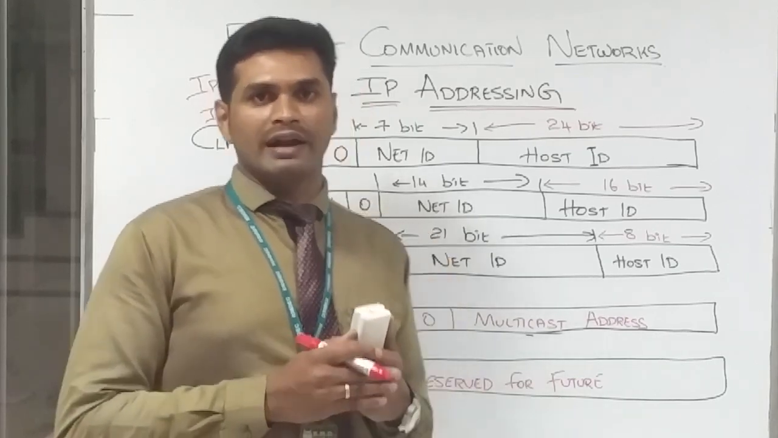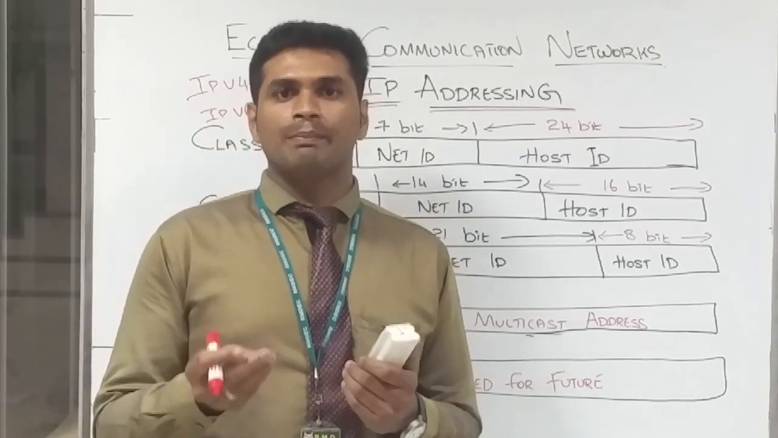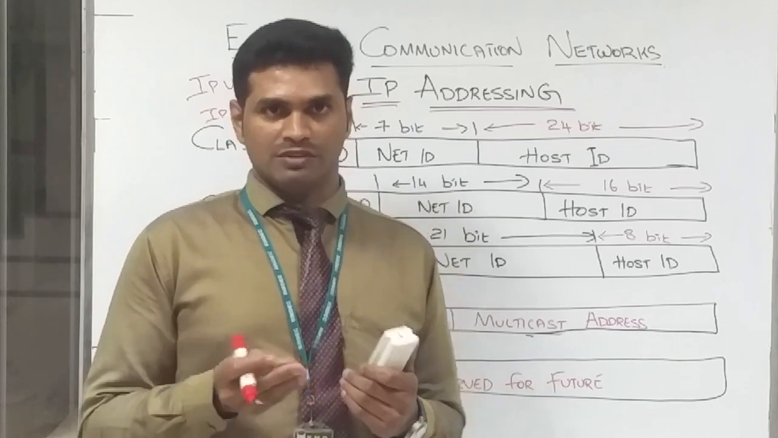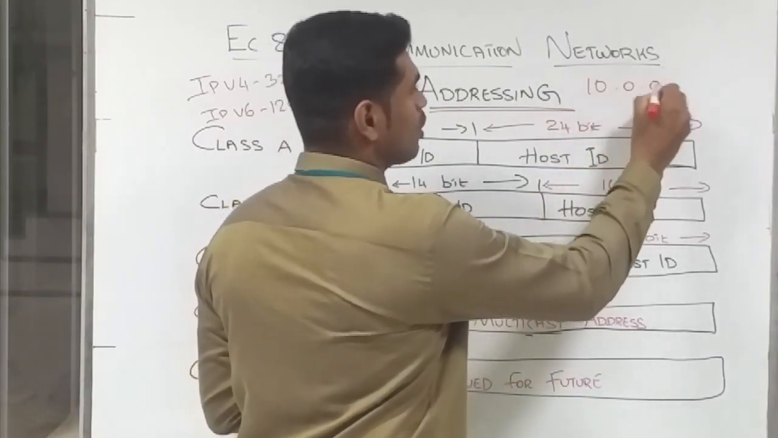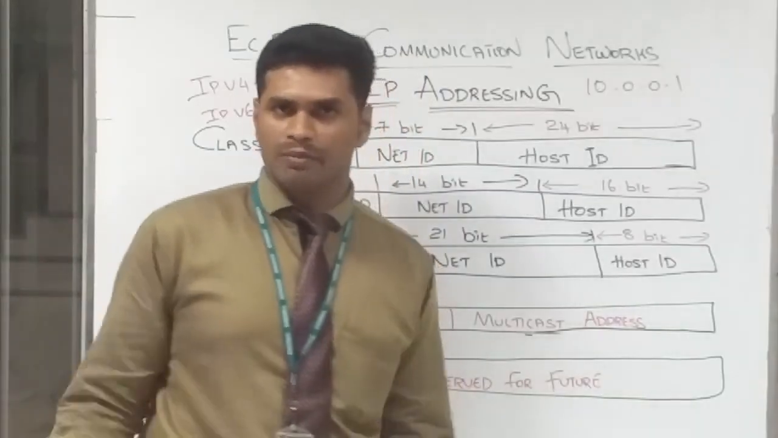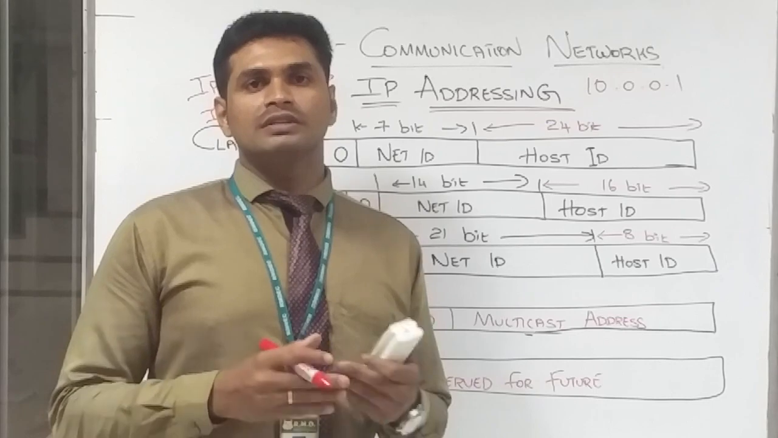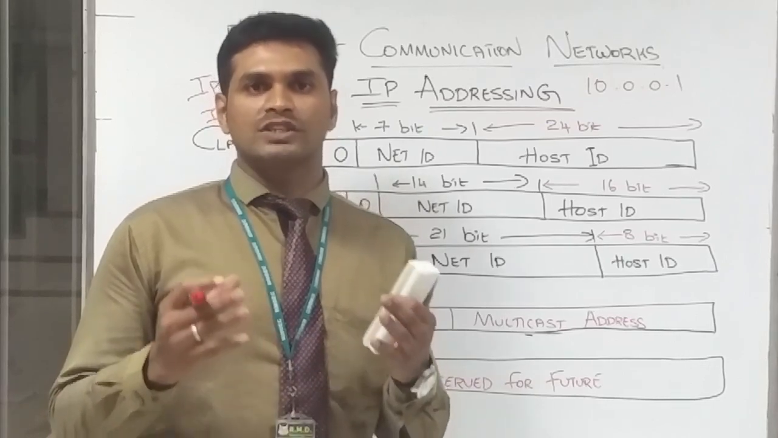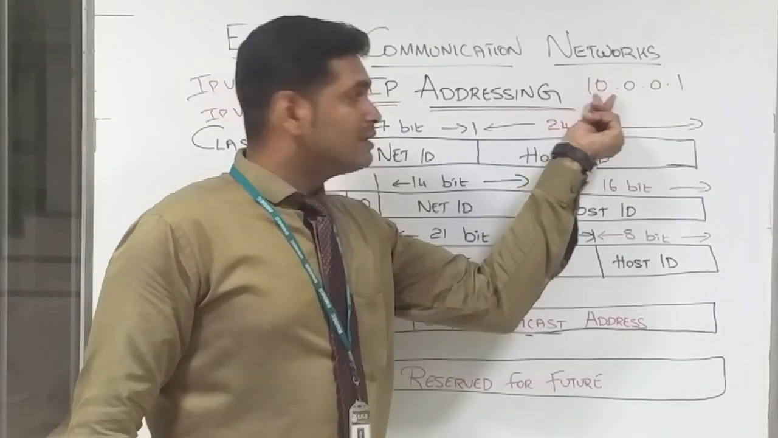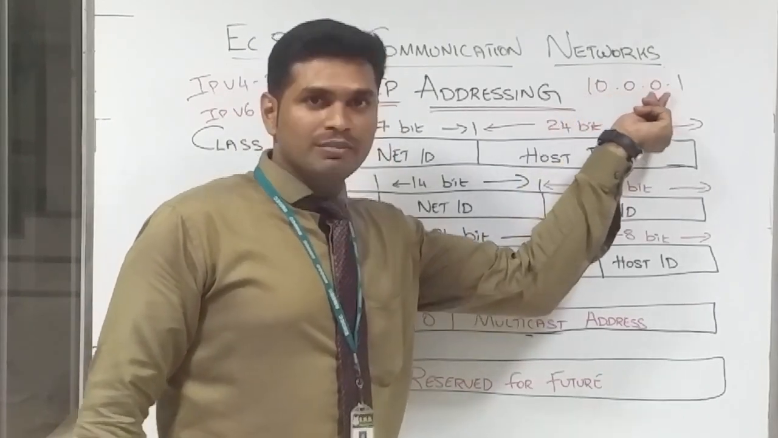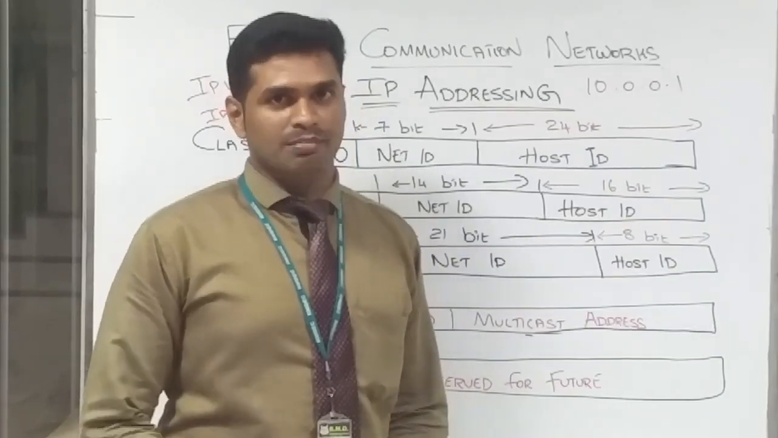The IP version 4 addressing scheme has an address of 32 bits in length, usually represented in decimal notation. You might have seen addresses like 10.0.0.1, which is assigned to your computer, or maybe 192.128.1.1. This is an IP version 4 address, 32 bits in length. Each part is 8 bits, another 8 bits, another 8 bits, and the last another 8 bits. So totally it is a 32-bit IP address.